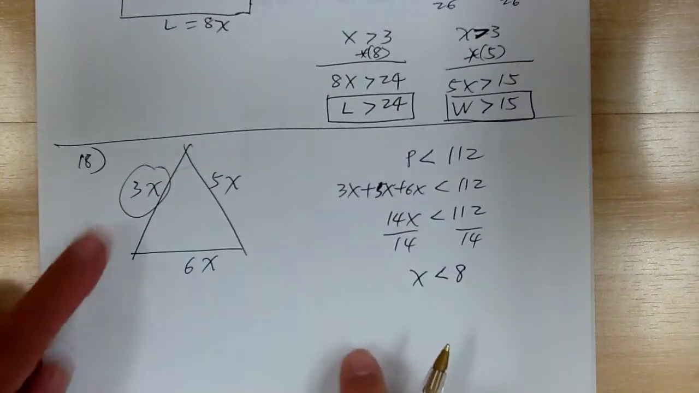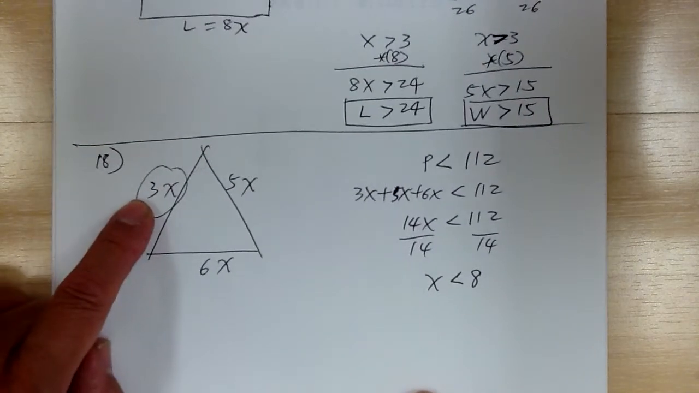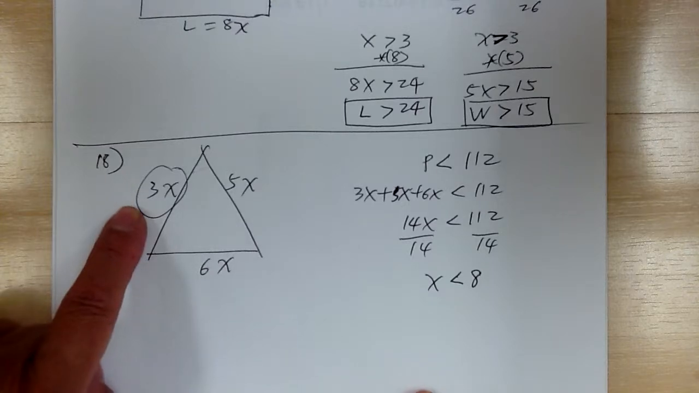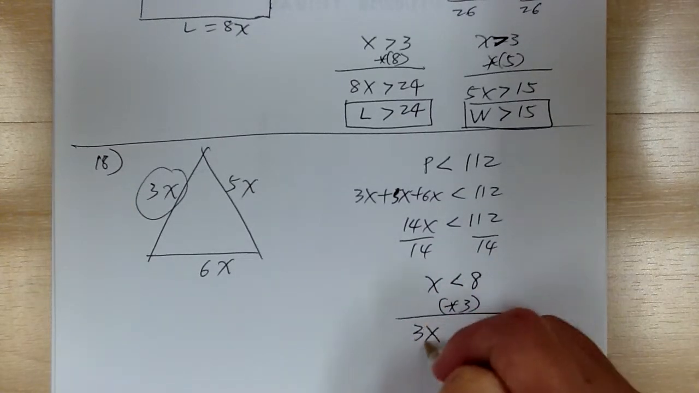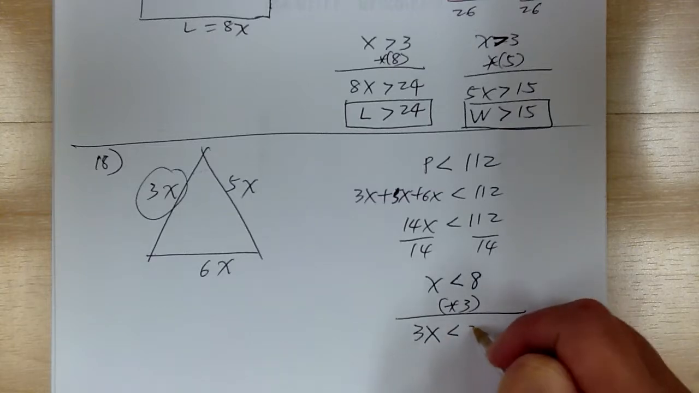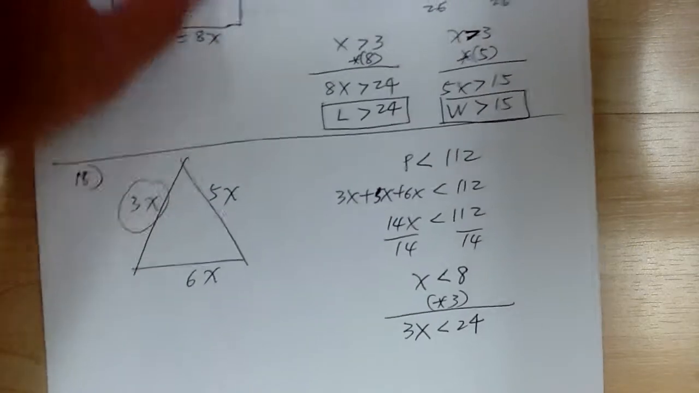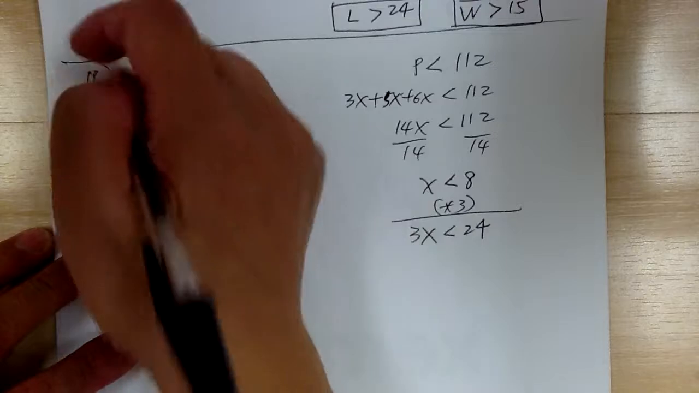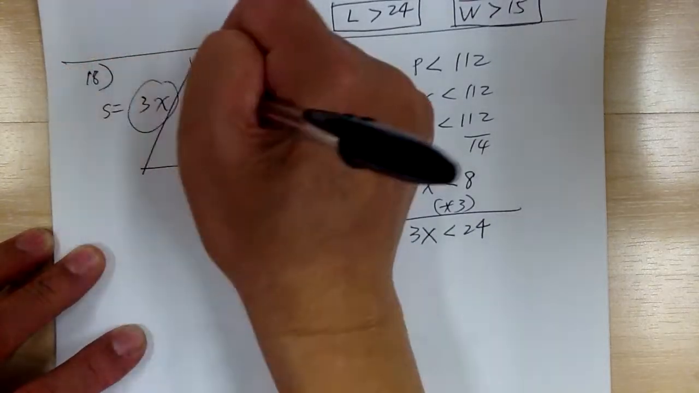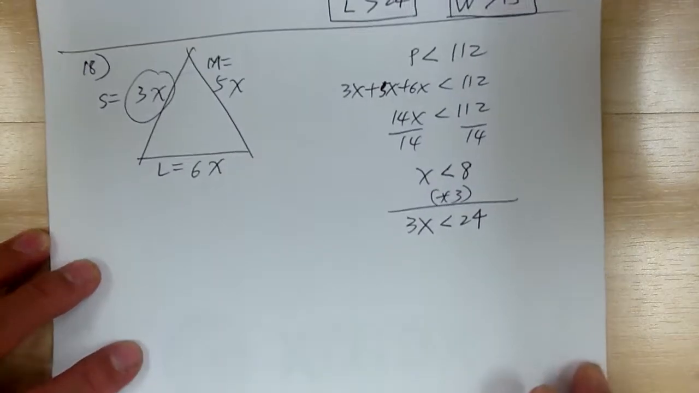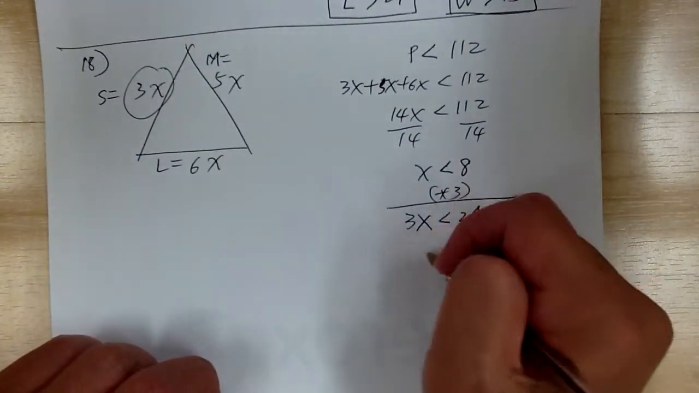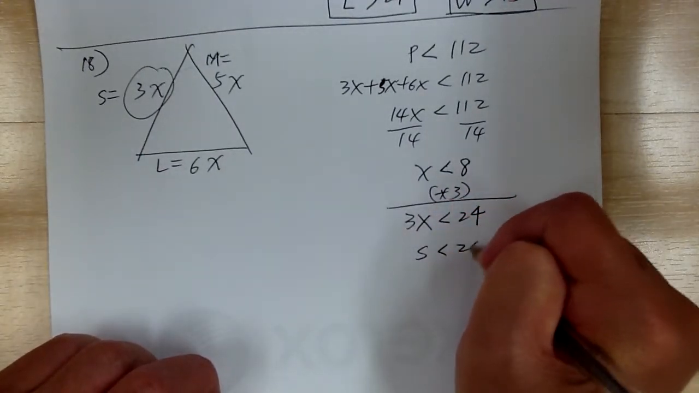Okay, now you're looking for the shorter side, so you need to get to 3x. To get from here to here, you have to multiply by 3. So you're going to get 3x is less than 24. Okay, so I'm going to use S for the shorter side, M for the medium side, and L for the longer side. So I'm going to switch this back. So the shorter side is going to be less than 24.